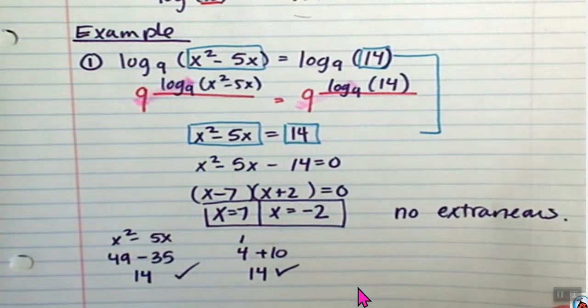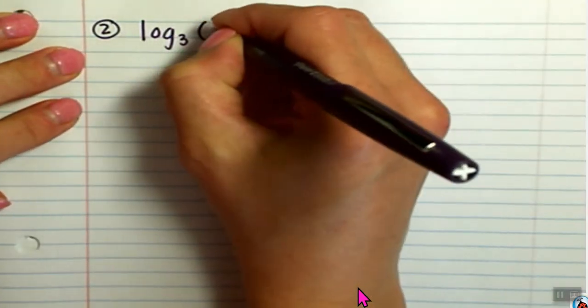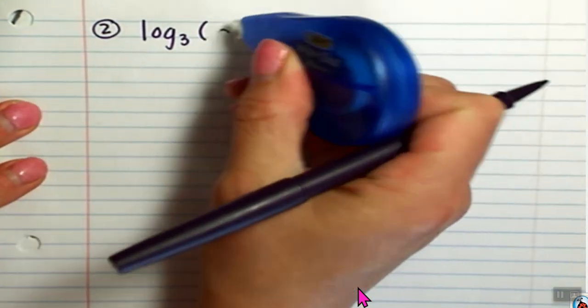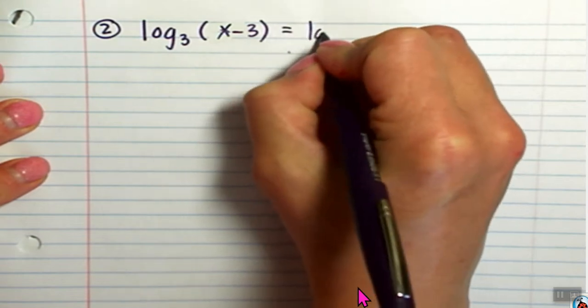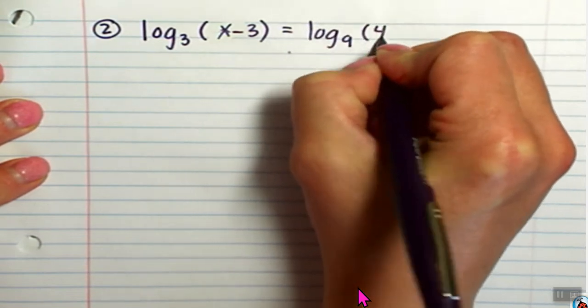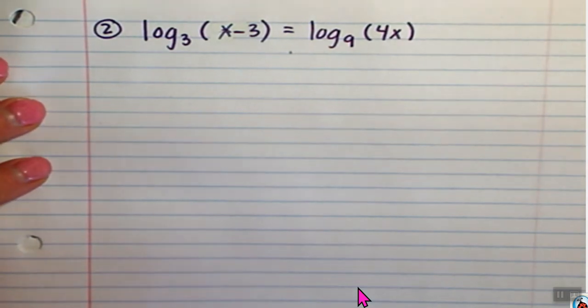Okay, let's go ahead and do another example. Oh, fancy, fancy. I like this one a lot. Log base 3 of x minus 3 equals log base 9 of 4x. Okay, here we go.